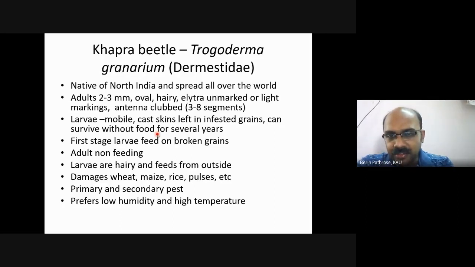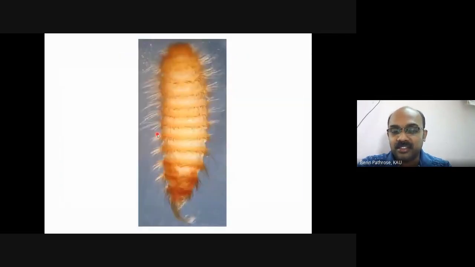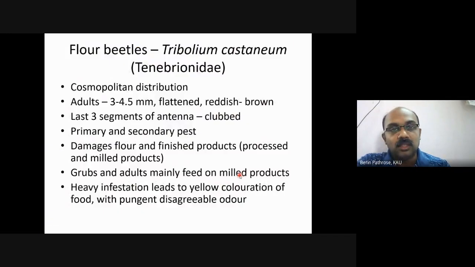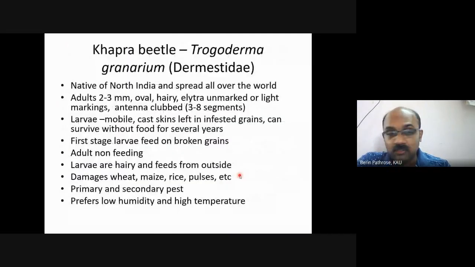So the exuviae will be present in the grains, and as we have discussed, this is an insect which can survive without food for about 4 years. That is one typical feature. Extremely hardy insect. See, the grubs are also hairy in nature, and whatever you see over here, all these are the molted skin of the grubs of Khapra beetle, Trogoderma. So that is one typical feature. No other insect has it. Though Tribolium may have a bit of it, but not like Khapra beetle, Trogoderma.